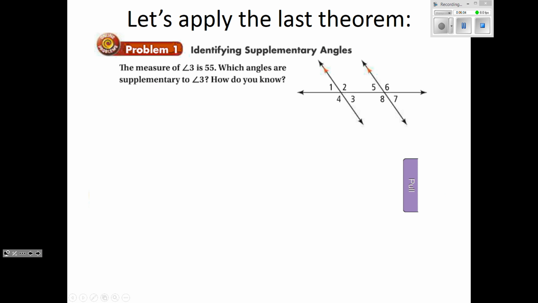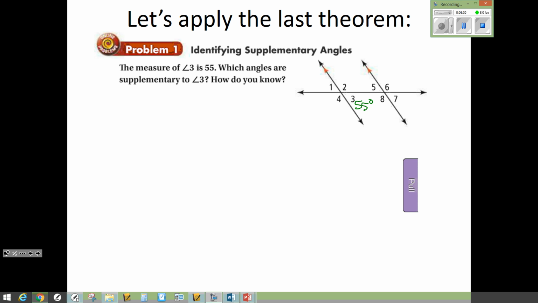Okay, so let's just practice with this a little bit. If angle 3 is 55 degrees, I want you to determine all of the angles in this picture that we know are supplementary to angle 3 and what their measure is. Okay, so which angles are supplementary to angle 3 and what is their measure? Okay, I'll give you about 2 minutes. Okay, ready to go. What are the angles that are supplementary to angle 3?